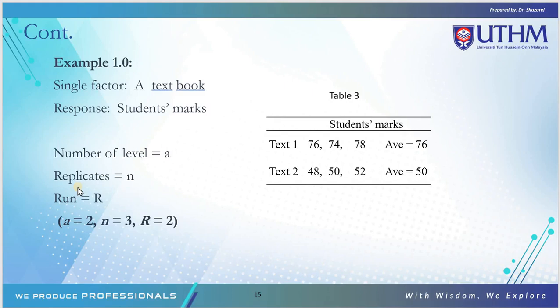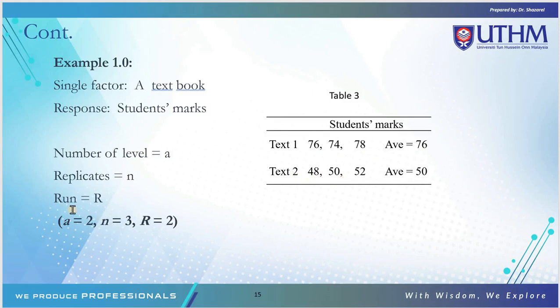And then replicates means the number of observations in each run. Because we have only one factor here, we only have two runs, referring to the levels of the factor. For each level we have 3 observations here. So our replicate is equal to 3. Replicates are represented by n, so n is 3. You can see here there are 3 scores for textbook 1 and 3 scores for textbook 2. So n equals 3.